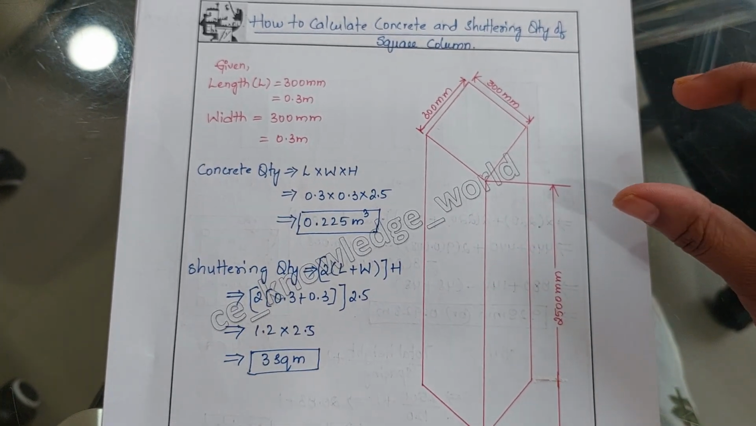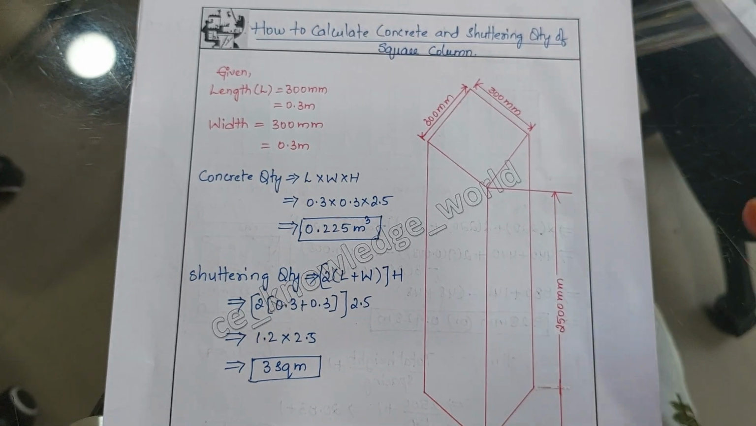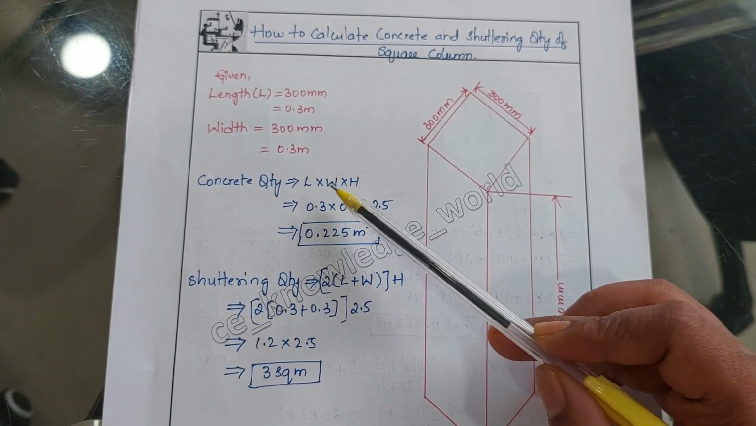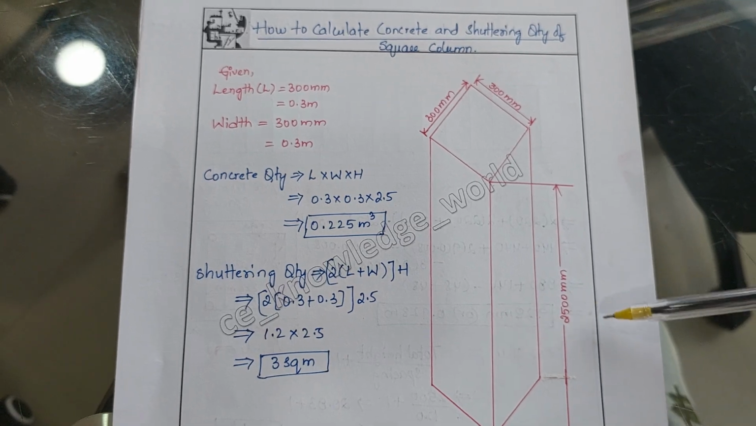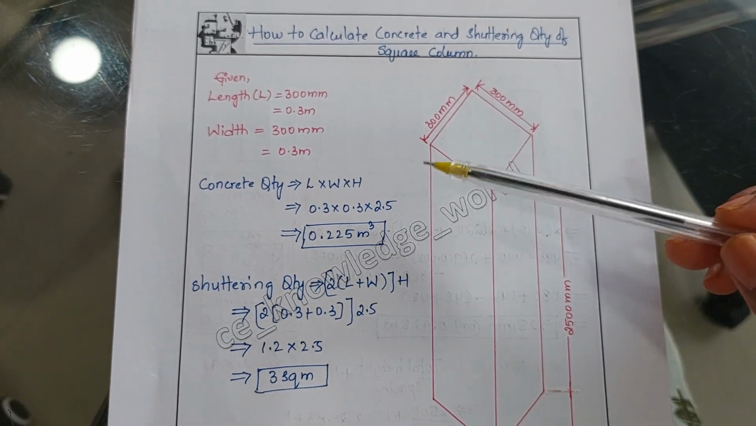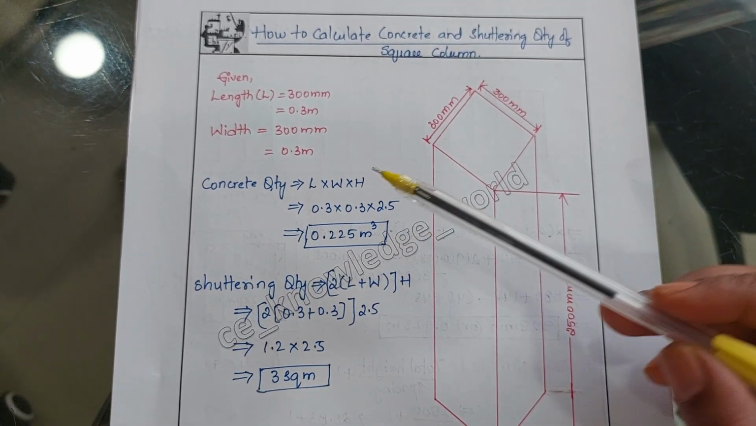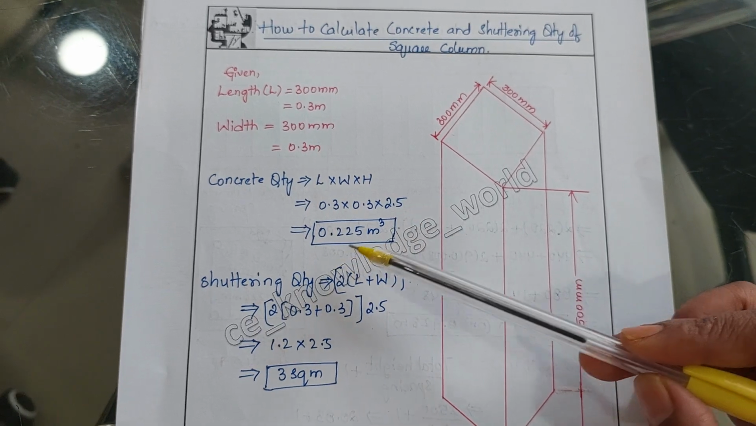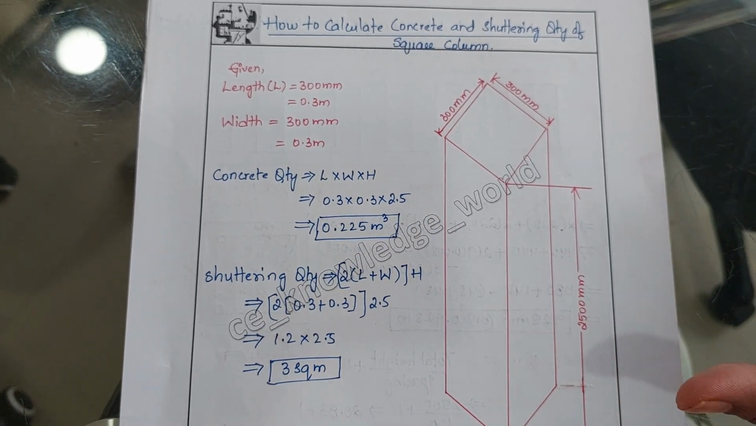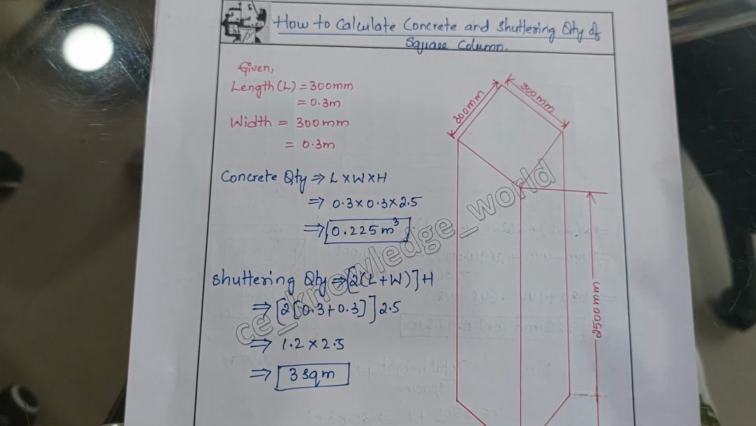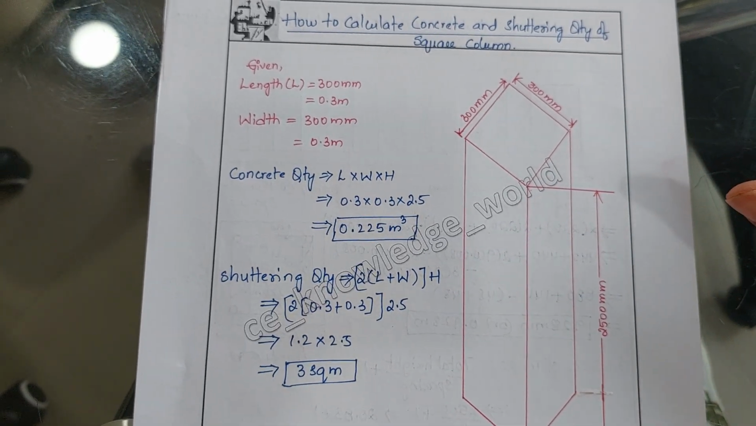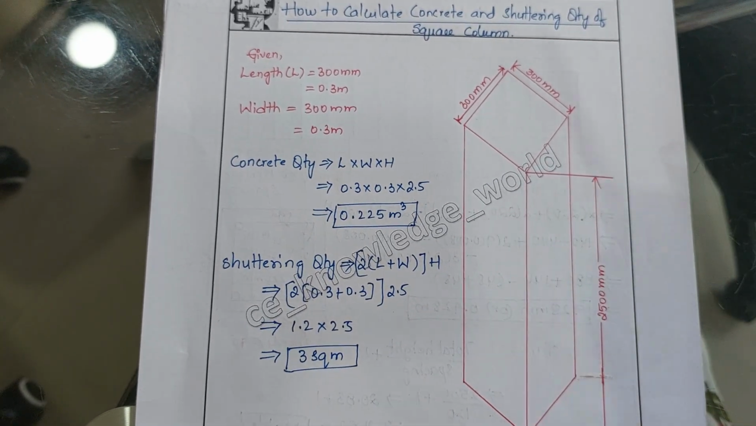So to find the concrete volume required for these dimensions, we have to calculate length into width into height. So the length is 300 mm, width is 300 mm, into 2500 mm, which is height. So 2.5 meter we can write. After calculating this we will get 0.225 cubic meter of concrete volume required for filling this concrete as per these dimensions.